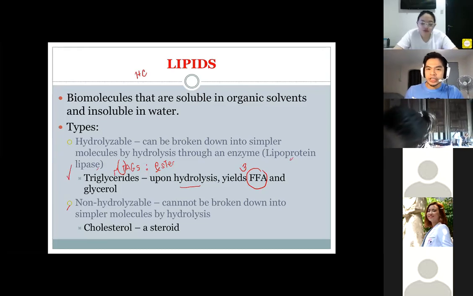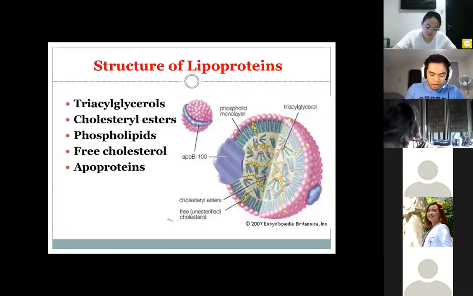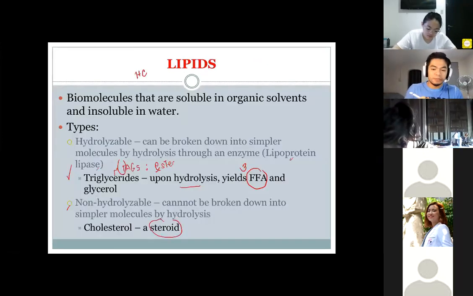Moving forward, we have non-hydrolyzable lipids. Non-hydrolyzable lipids are the ones that are resistant to the hydrolytic power of lipoprotein lipase. Connected with our topic is the example cholesterol. Cholesterol is the dominant steroid in the body. And the reason why it is called a steroid kasi meron siyang four-cyclic ring structure called the C-triple-P nucleus. I bet it's no longer new to you, so you can search in Google what does C-triple-P nucleus mean.